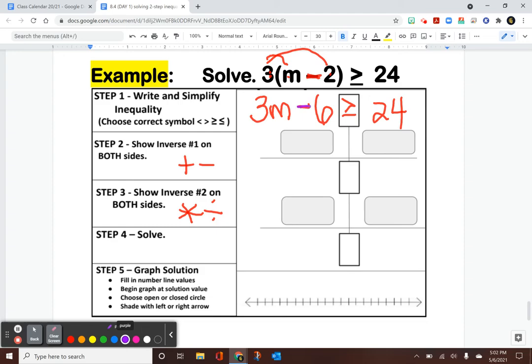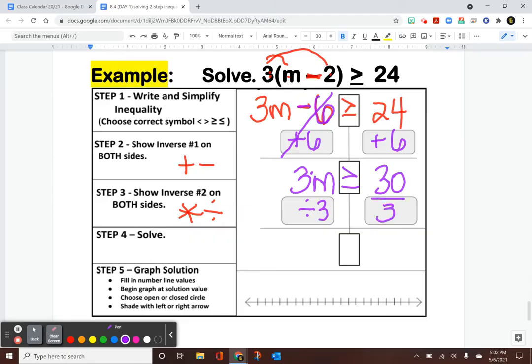So since this variable is being subtracted by 6, now I'm going to add 6 to it instead. The 6's are opposites, and the 3m bundle or term is still here. Same symbol between, and we end up with a 30 on the other side. Inverse number 2 is the opposite of multiplying by 3, but just to divide it. Show it whatever way you like. 3's are opposites, remember, leaving a group of 1m, which just looks like an m. 30 divided by 3 is just a fancy way of talking about a 10.